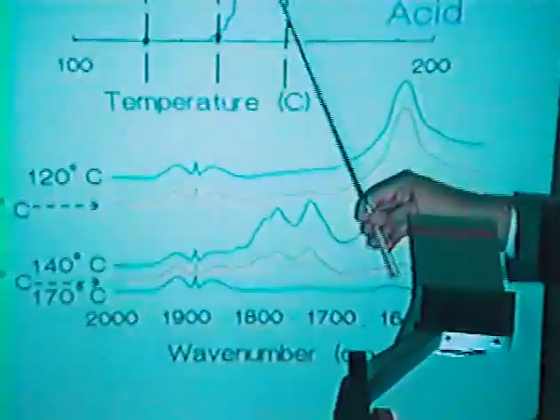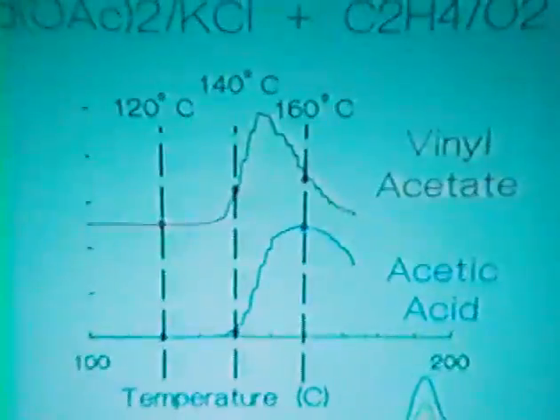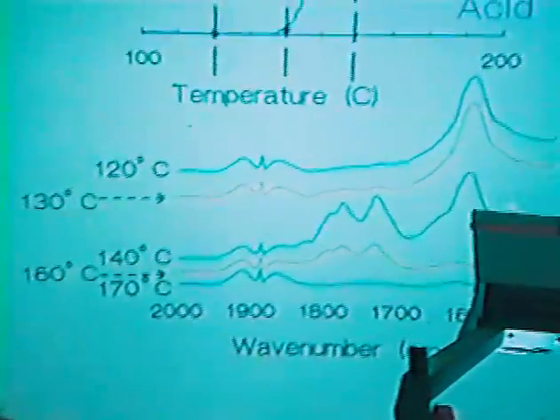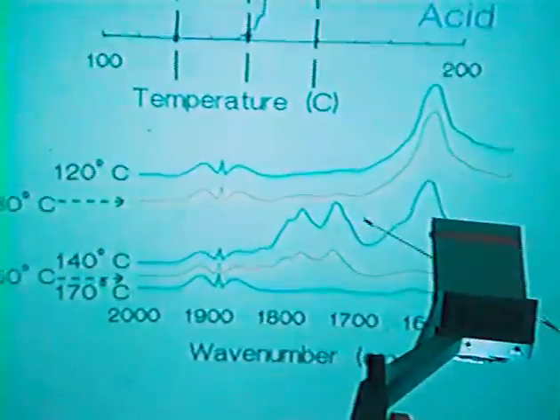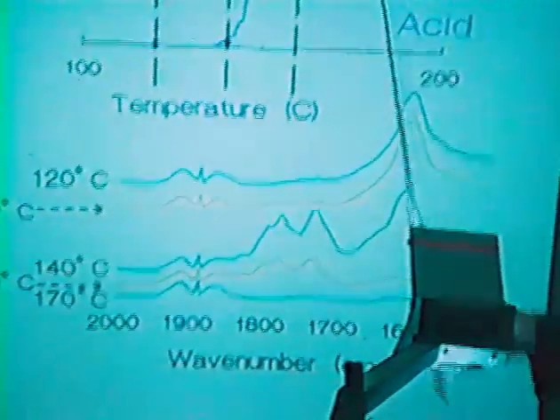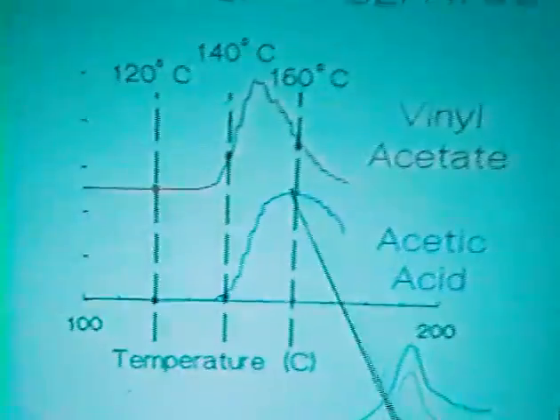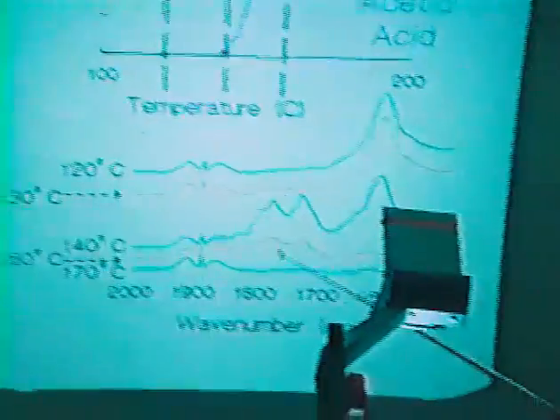Right at 140 degrees, where we're actually making a sizable amount of vinyl acetate, we're just starting to make acetic acid. These peaks grow in rather pronounced, and you can see them quite well. Again, gas phase acetic monomer, gas phase dimer, and surface component. At 160 degrees, we're on the downside of vinyl acetate, but the maximum of acetic acid formation. Again, corresponding decrease in these species.